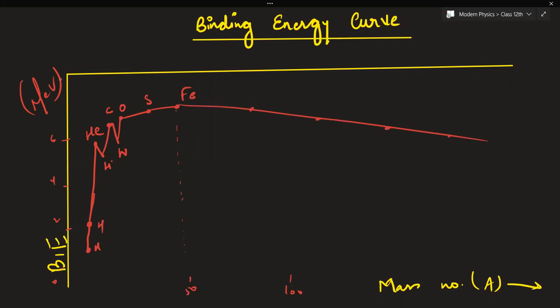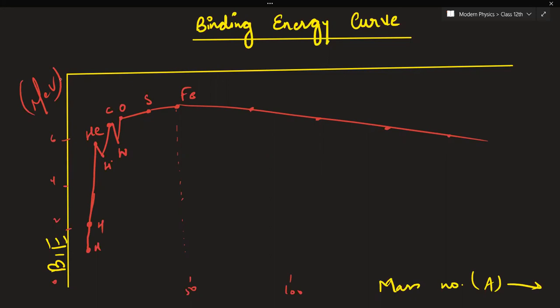Now, binding energy basically is a measure of stability of the nucleus. So, how much greater the binding energy is, that will tell you how stable a nucleus is. So, greater is the binding energy per nucleon of a nucleus, more stable is the nucleus.